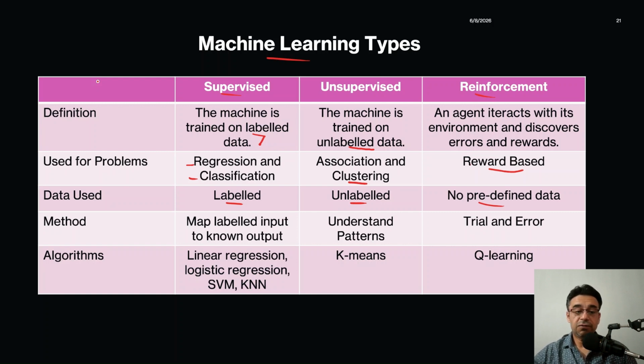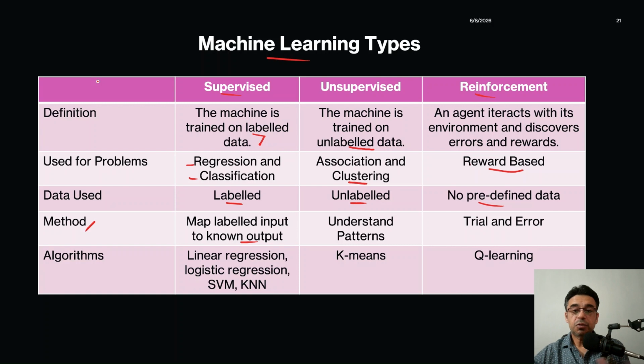What is the method that the model will use in supervised machine learning? In supervised machine learning, the new, fresh input data will get labeled or mapped to the known output. If you have a new image of an animal, that new image will get mapped to the known output. It will either go to cat or dog if it is one of these two.